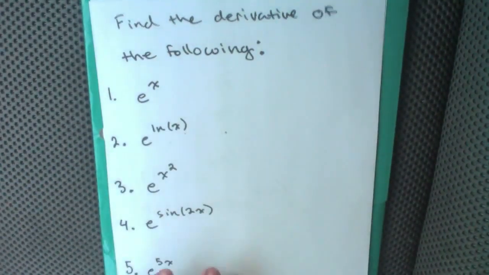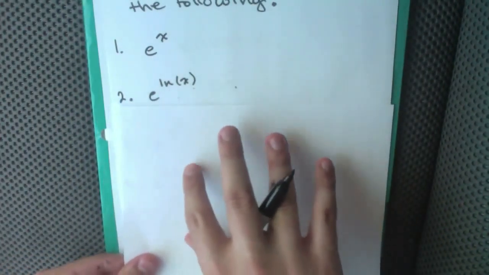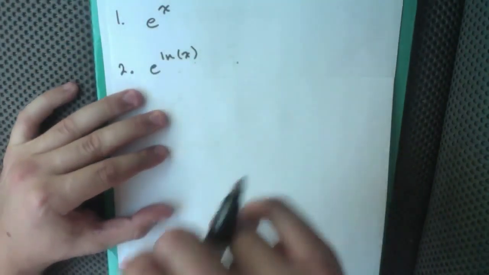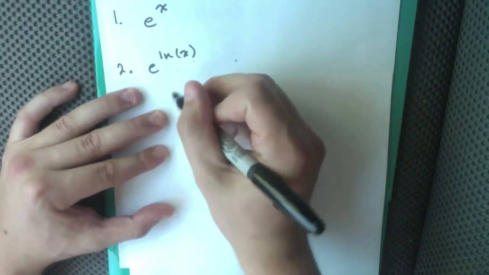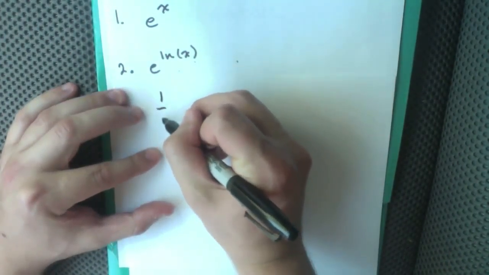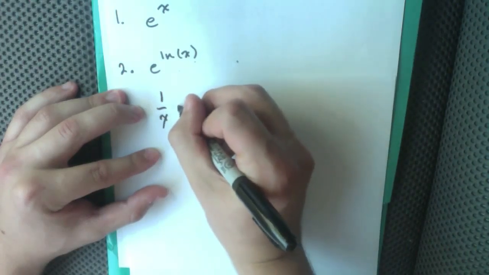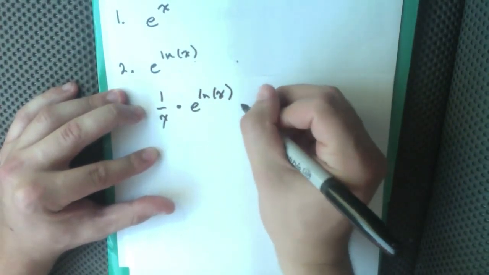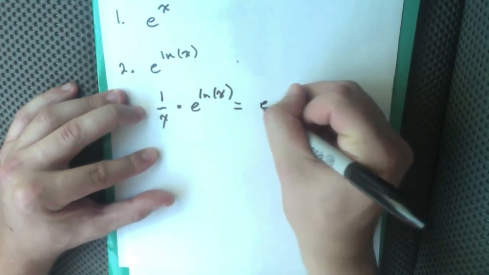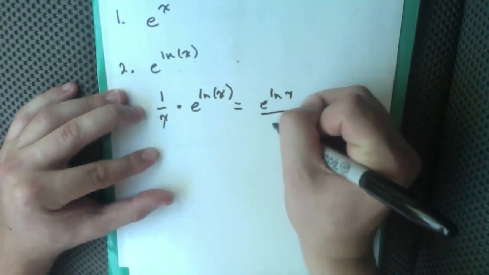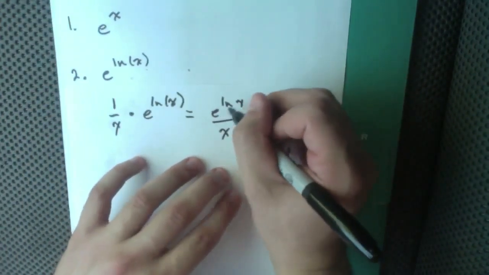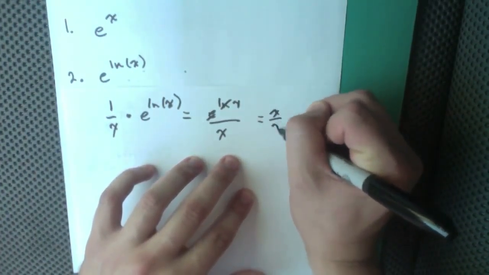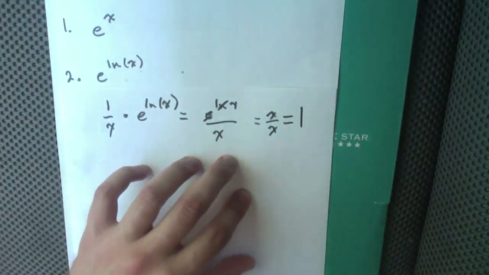For our second example, just e to the ln of x. A little bit more tricky, but not very hard. So we're going to take the derivative of our g of x, which is ln of x, and that is just 1 over x. We're going to multiply it by our original function, which is e to the ln of x. So to simplify, we'll just get e to the ln of x over x. Now this e and ln of x will cancel out, just leaving us with x over x, or 1, as our final answer.